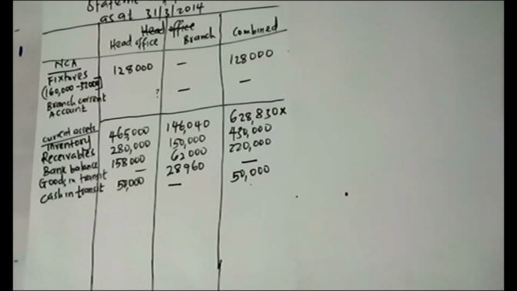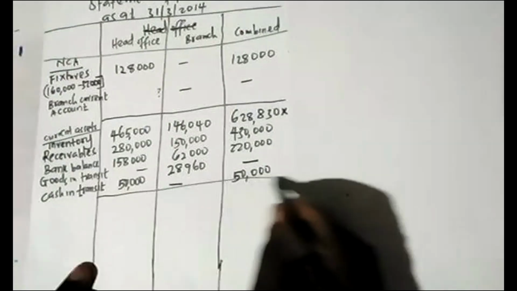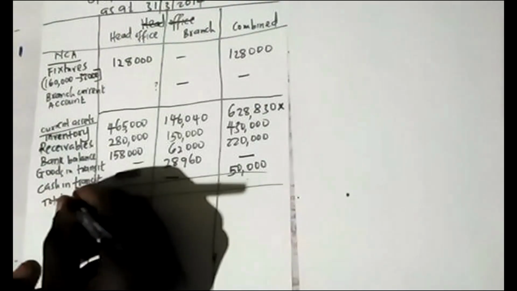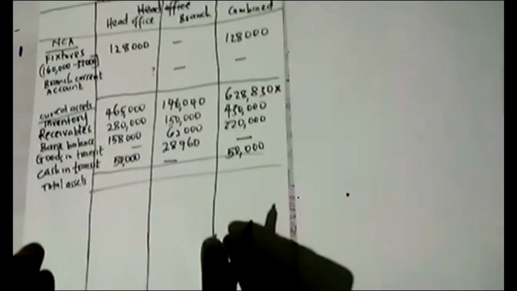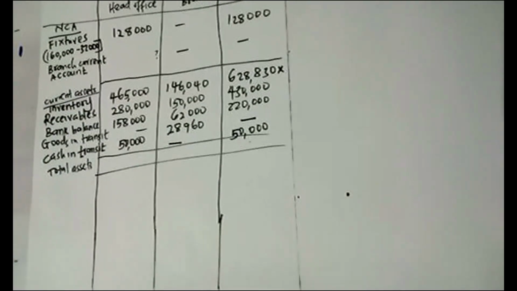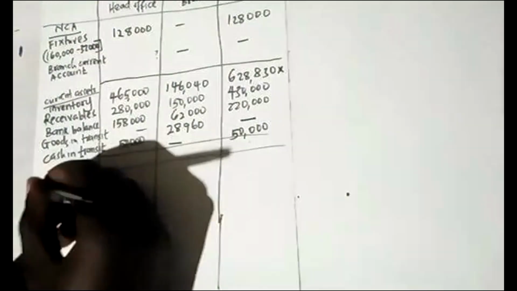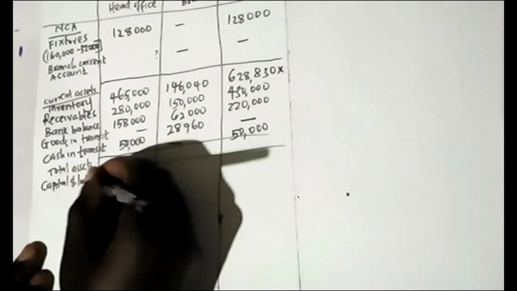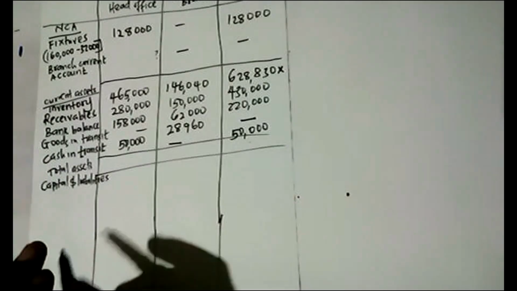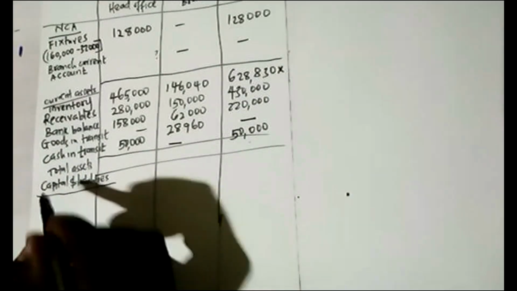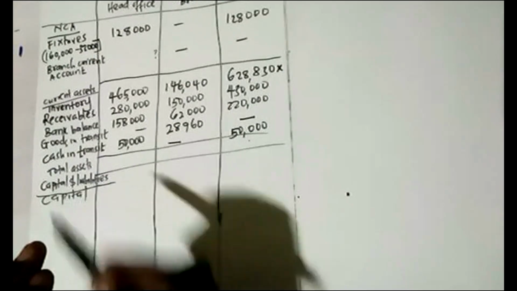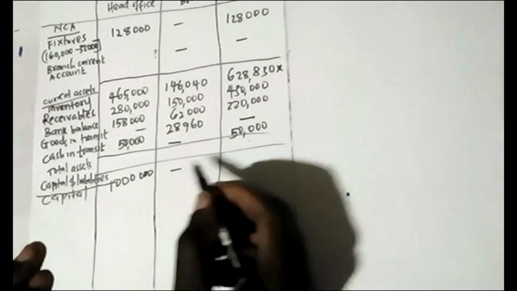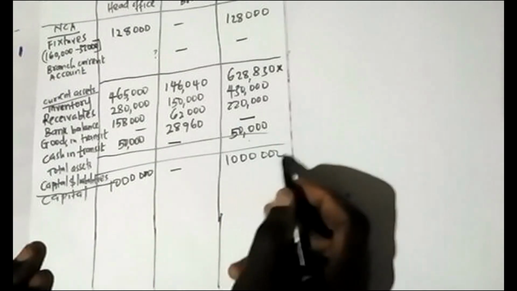Then after that, we are done with assets. So I will say total assets. Then after the total assets, I have to record the capital and liabilities. So for capital, it was given direct under the trial balance and it was only under the head office, 1 million. So we take it under combined.